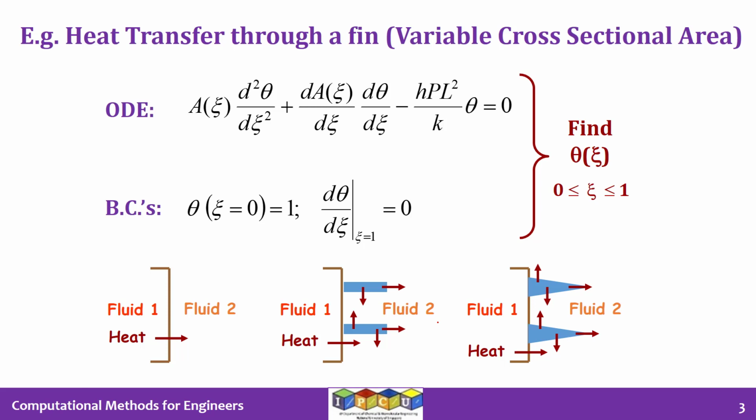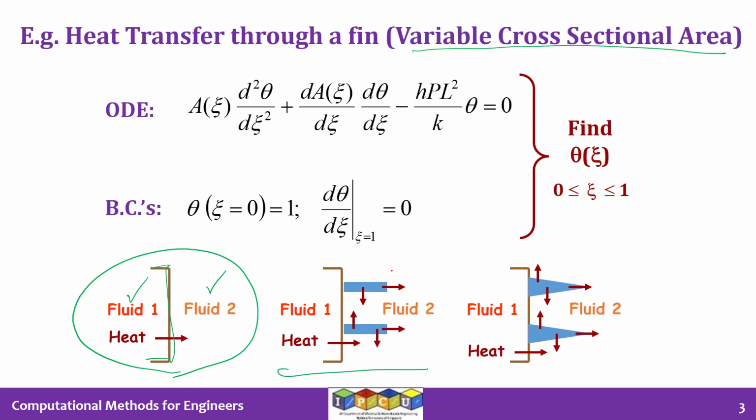As a second example, we are still considering heat transfer through a fin, but this time the fin has a variable cross-sectional area. Graphically, it's depicted here. This is heat transfer without any fin. So there is a surface that separates fluid 1 and fluid 2, and heat flows from fluid 1 to fluid 2. So this is heat transfer through a surface without any fins.